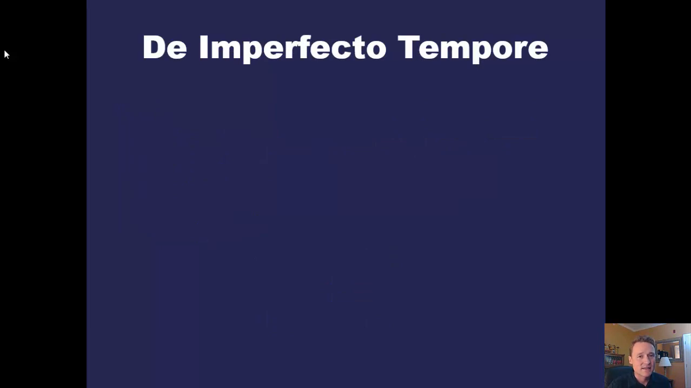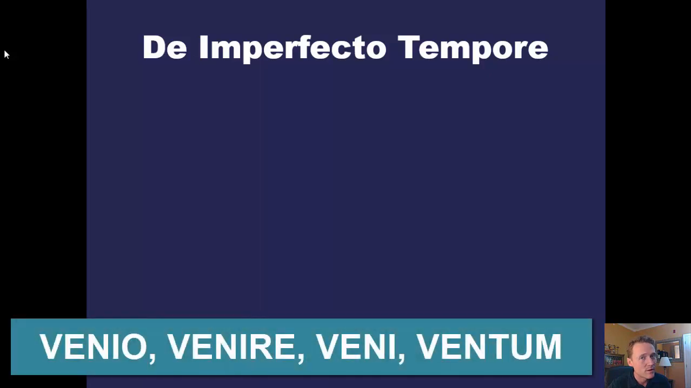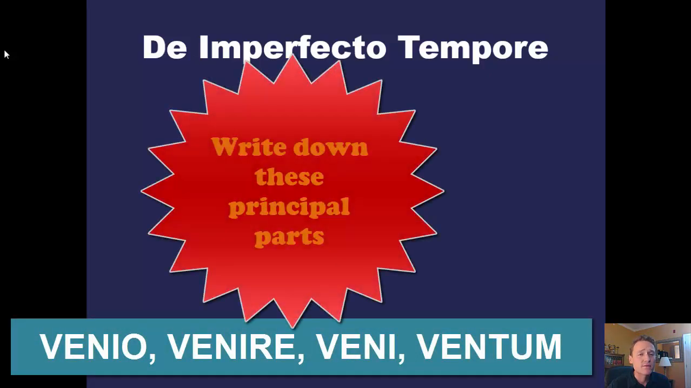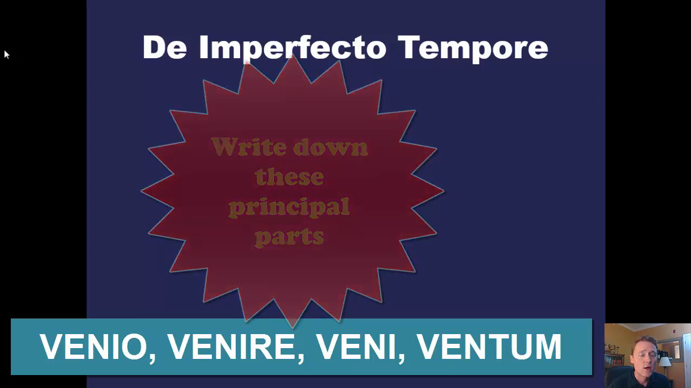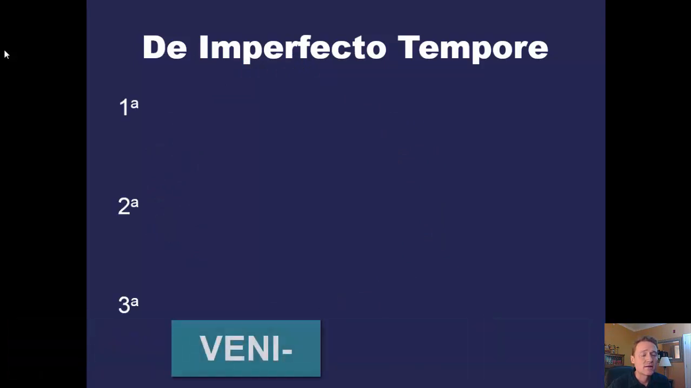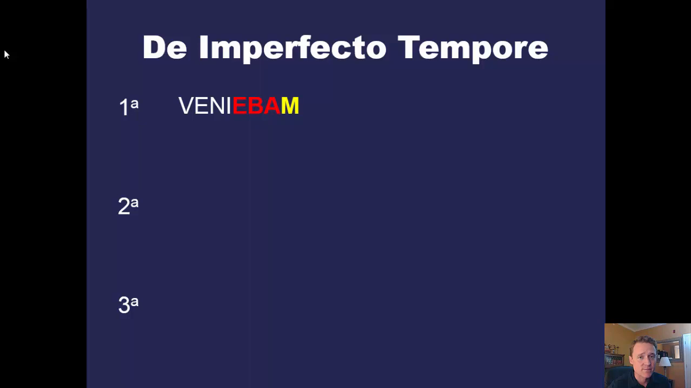The imperfect tense. The imperfect tense is very straightforward. It won't give you any problems. We're going to work with the verb venio, venire, veni, ventum. Our present stem is veni, so we will see veniebam. Notice it's just like third conjugation.